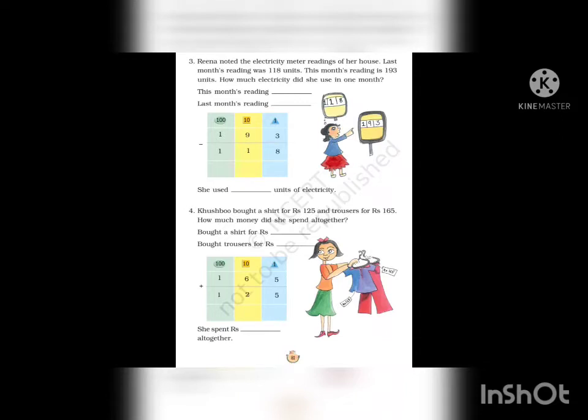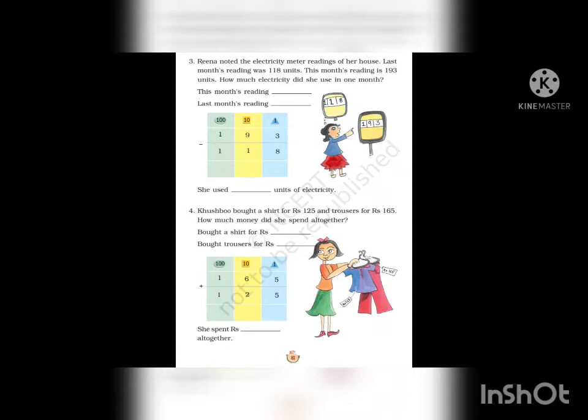Next is, Khushbu bought a shirt for rupees 125 and trousers for rupees 165. How much money did she spend altogether? So Khushbu bought a shirt for rupees 125, so you will write here 125. Then she bought trousers for rupees 165, so you will write here 165. We have to find out how much money she spent altogether.